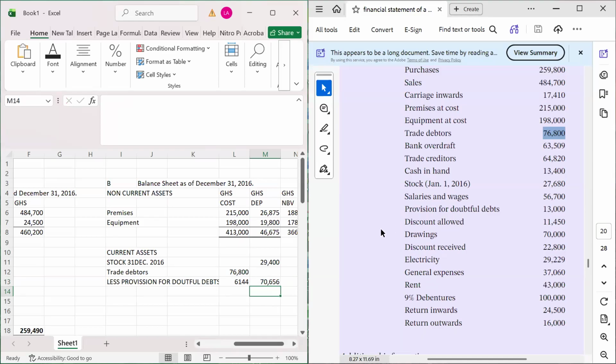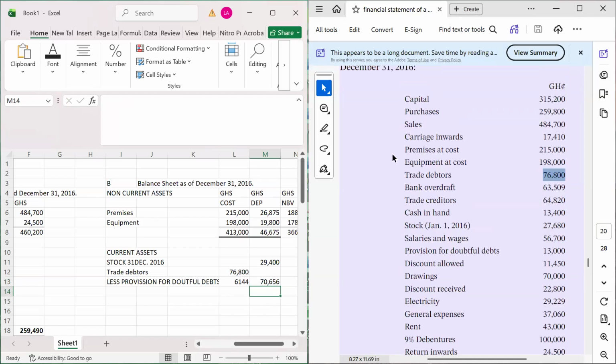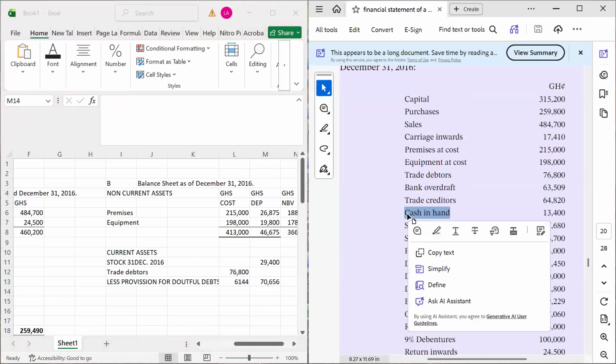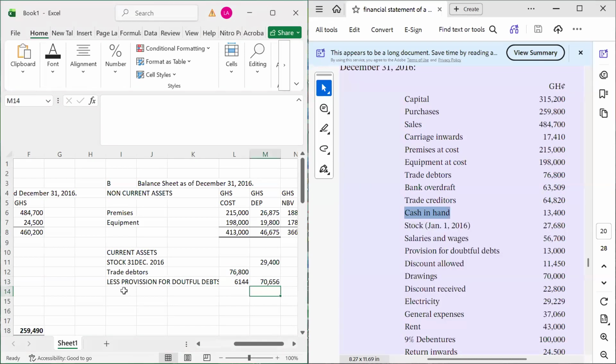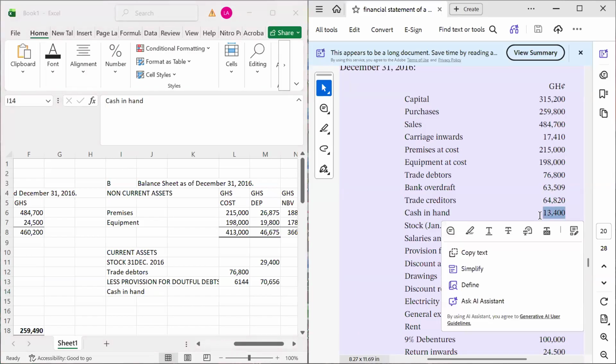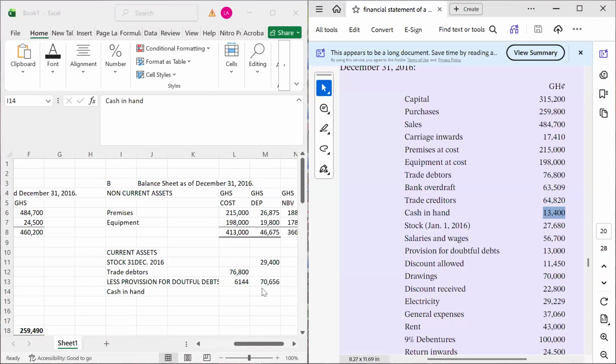What is the next thing? Next, bank overdraft. What is an overdraft? It's a liability. We can't bring it there. So let's see whether there's a cash balance. Yes, we have cash in hand, which is an asset. It's 13,400. Okay. So we bring it here.